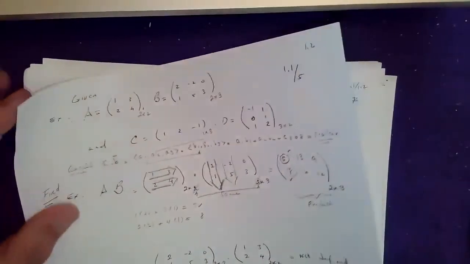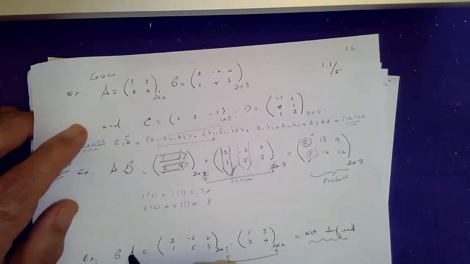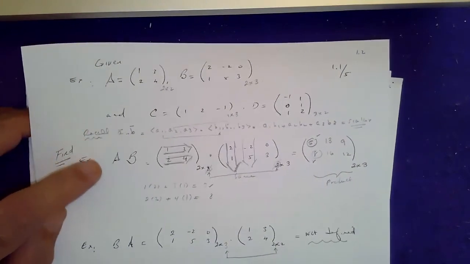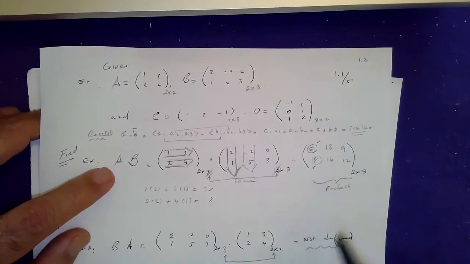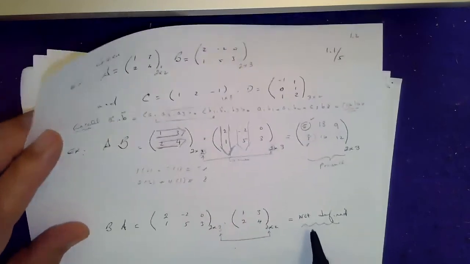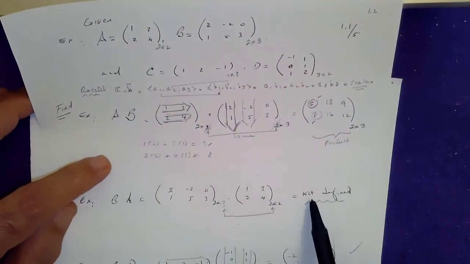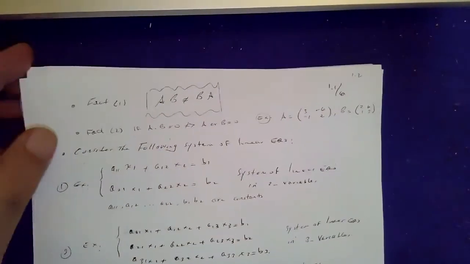Did we do any problem like that here? We sure did. There it is. A times B, we had an answer. But then B times A, it was undefined. Do you see it? So therefore, A times B is not necessarily B times A. Do you see it? All right.